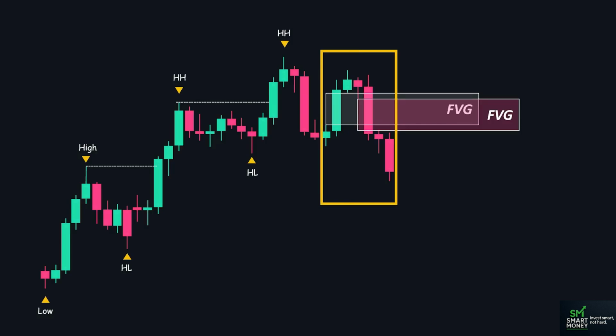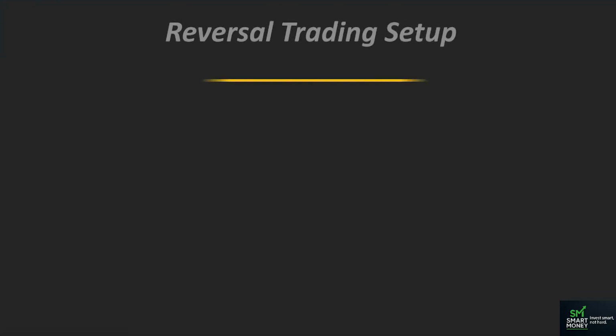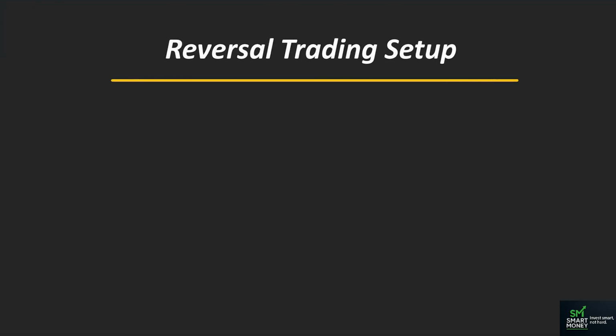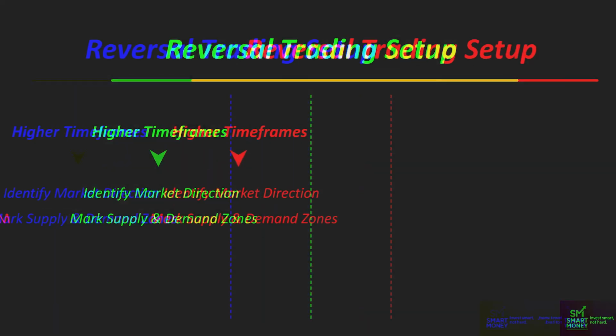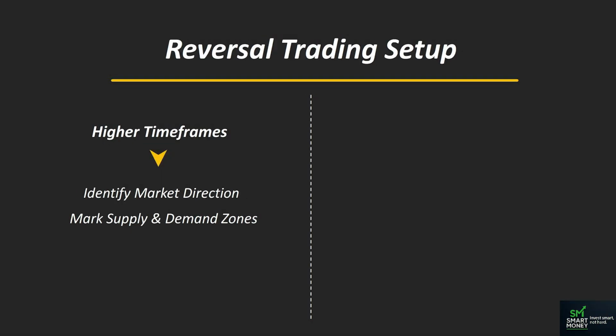Now, how do we use these concepts in trading? This brings us to the second part of the video, which is the reversal trading strategy. This strategy combines multiple smart money concepts and uses two time frames. On the higher time frame, we identify the market direction and mark key areas of supply and demand where the price may present a trading opportunity.